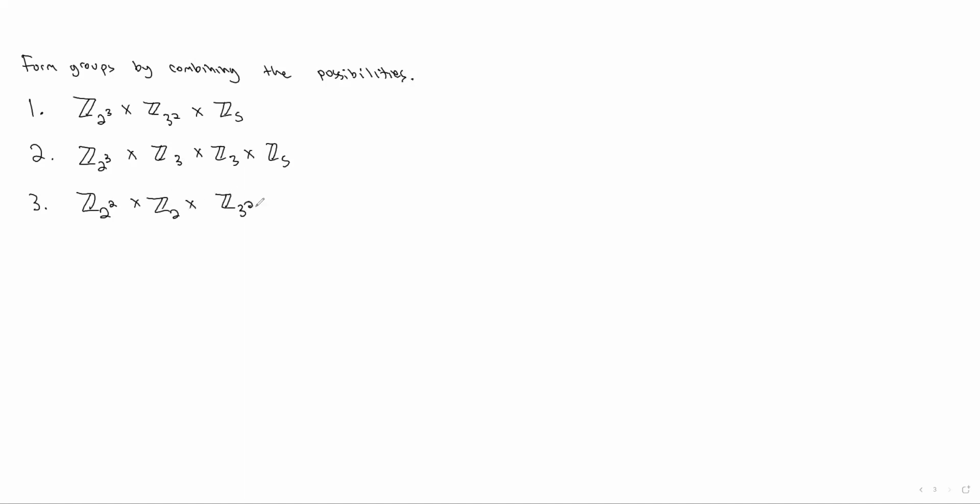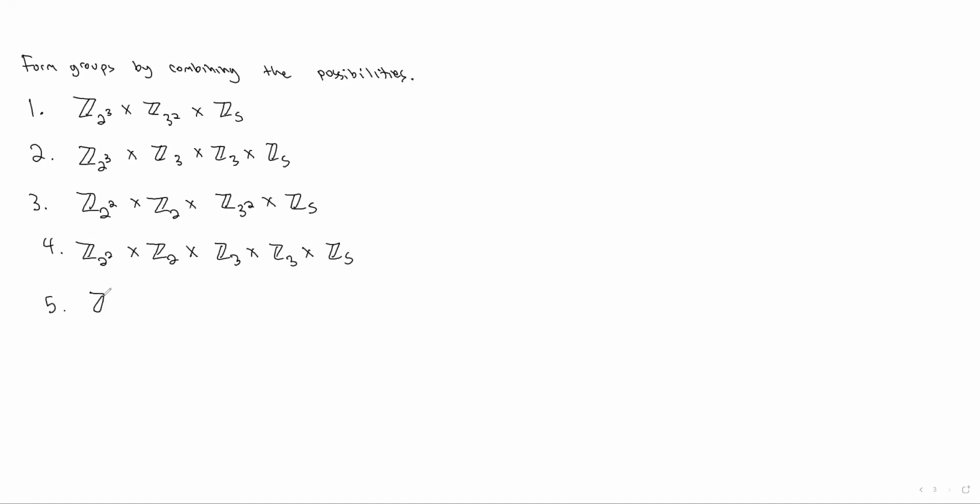So we can do Z2 cubed times Z3 squared times Z5. We can do Z2 cubed times Z3 times Z3 times Z5. We can do Z2 squared times Z2 times Z3 squared times Z5. We can do Z2 squared times Z2 times Z3 times Z3 times Z5.